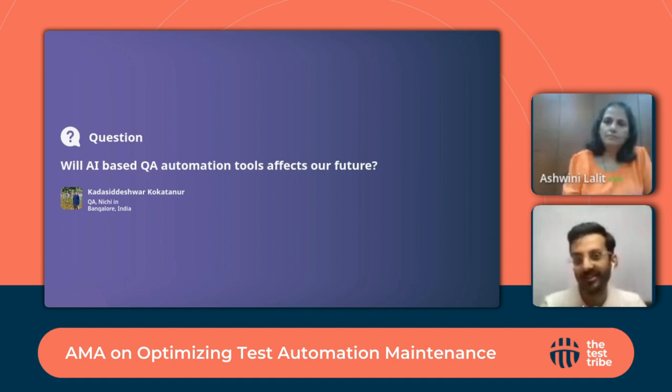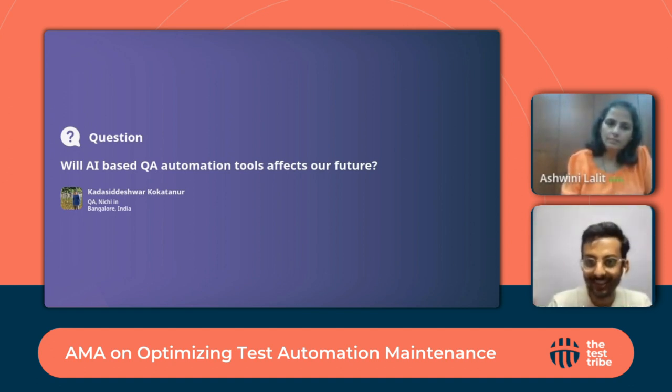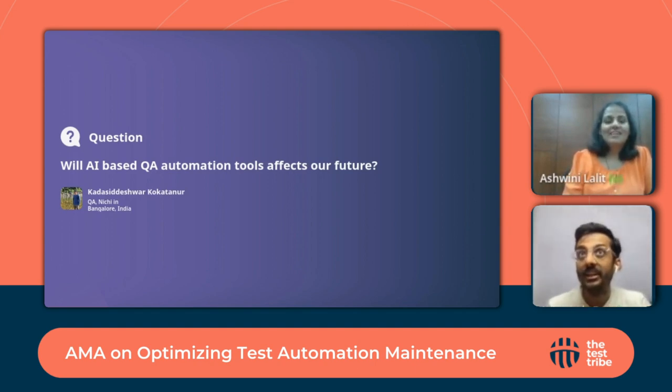And this is, again, everybody's asking this, right? Will AI-based QA automation tools affect our future? That's in everybody's mind, that ChatGPT, generative AI, Midjourney are going to take jobs of people. So what is your understanding?